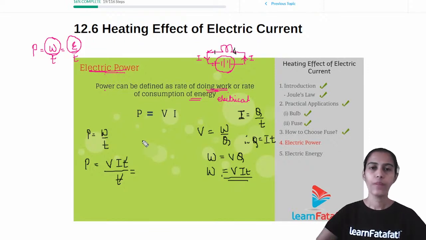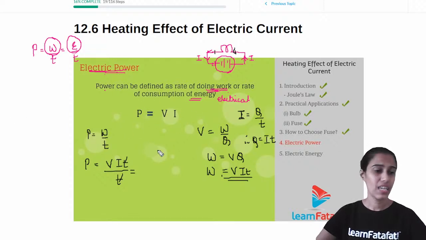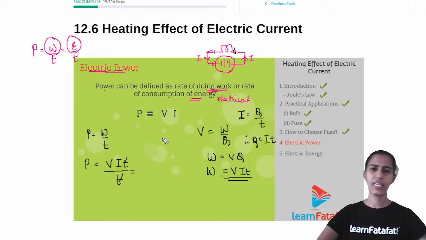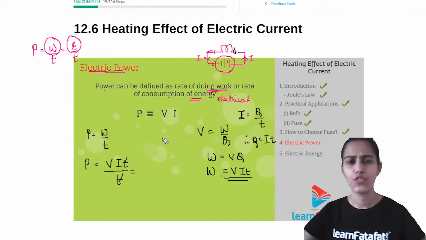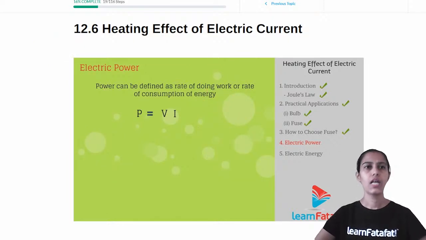Okay, so now let's see, we will write some more formulas. So I hope you understood how this was obtained. P is equal to VI. This is the basic formula for electric power. Now let's derive some more formulas knowing Ohm's law.